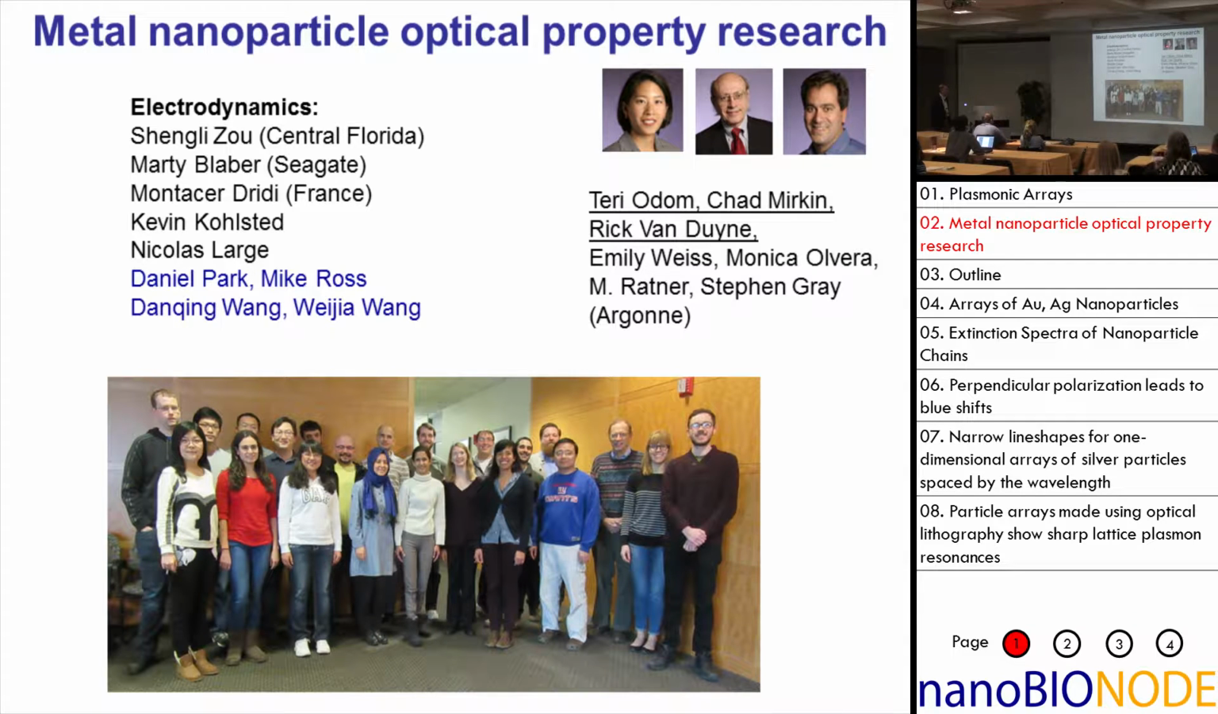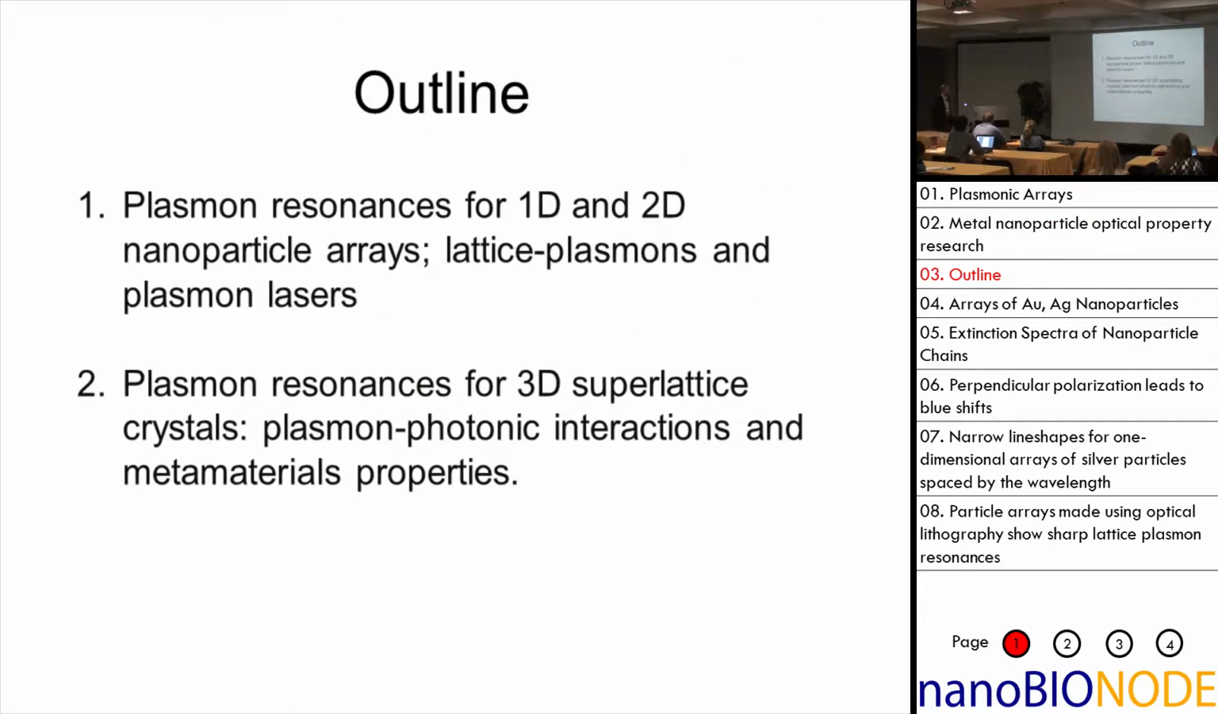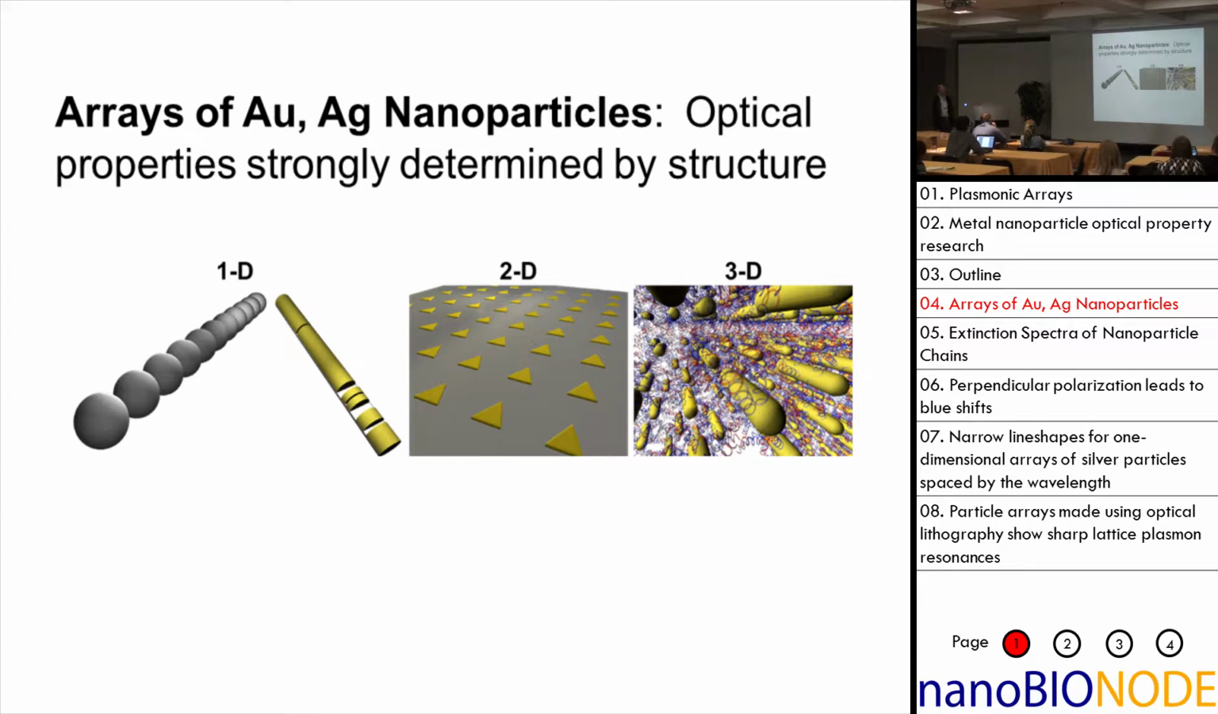Chad Merkin. And especially you're going to see contributions from Terry and Chad in what I'll be talking about today. Okay, so I'm first going to talk about 1- and 2-dimensional arrays. These are arrays that are going to be made using some sort of lithography method on a surface. Okay, and then we'll be talking about 3D superlattices and what it is that does. And these are going to be bottom-up methods for making those. Okay. So we start from the beginning, okay?